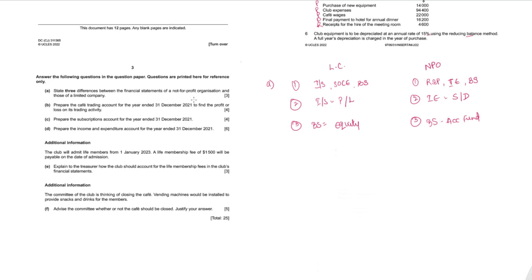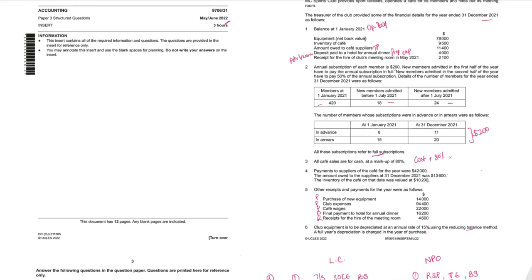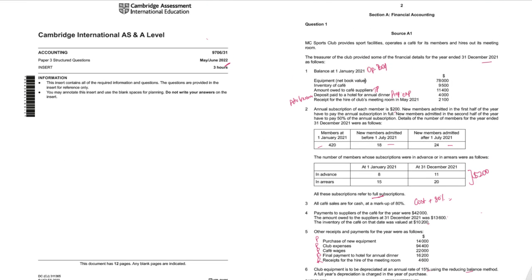Prepare cafe trading account to find the profit or loss from the trading activity. Okay, let's see what information we have. To prepare the cafe trading account, what all information do you need? You need the revenue, you need the expenses, basically cost of sales. Revenues are not given. Are contents of cost of sales given?